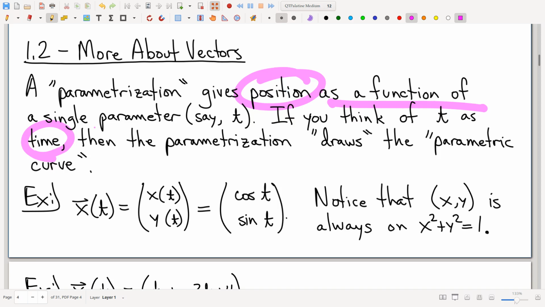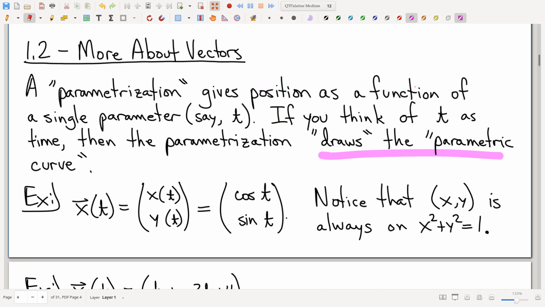Or you might say, now if instead of my fingertip, I were to take my stylus and do it on a piece of paper, I'm drawing a curve. And so the resulting curve we call a parametric curve. And the function that draws it we call a parameterization.